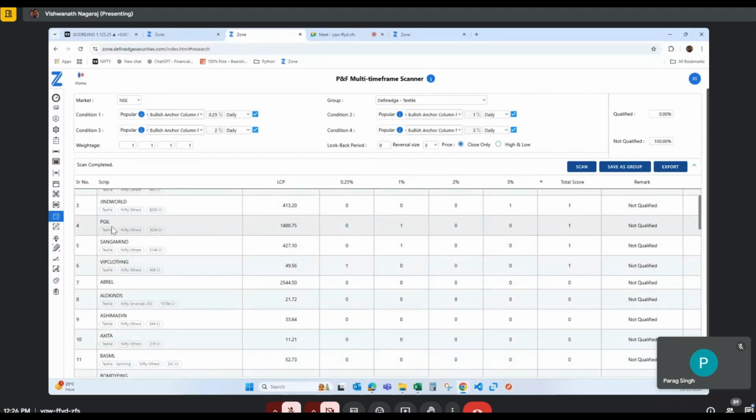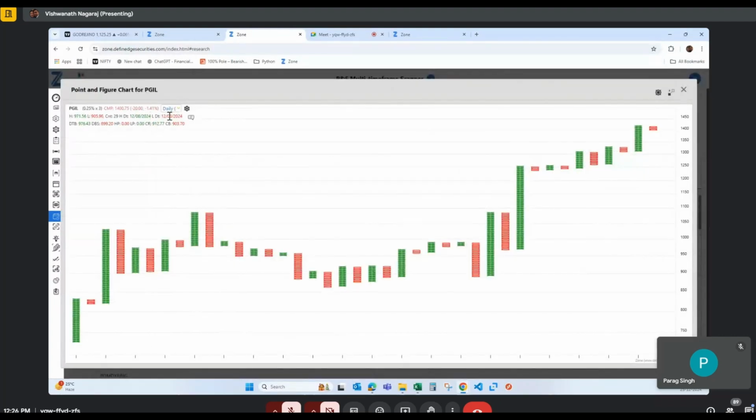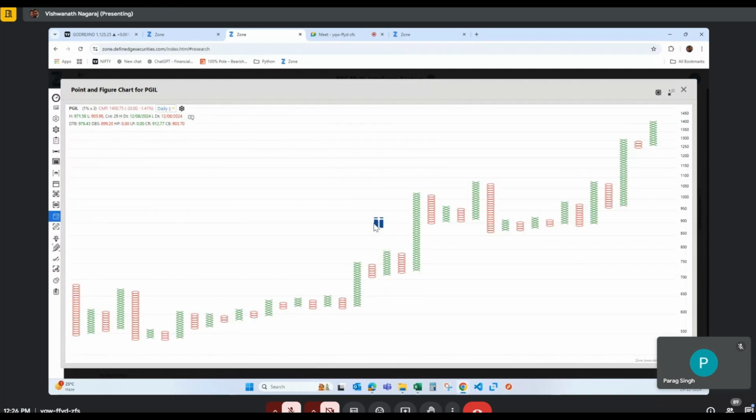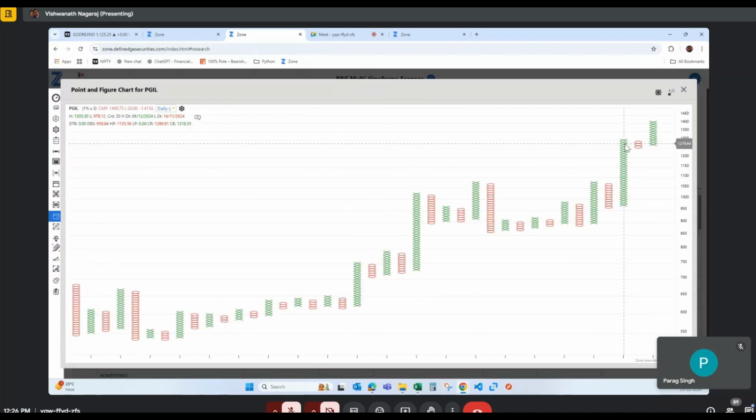What else is there? PGIL. I've taken PGIL and put it on Twitter, and it went 8%, I think, on Friday. Yesterday, sorry, yesterday or the day before, it went 7-8%. And here's a nice anchor column standing. At the break of this, you would have got an entry if you had looked at it on the weekend.